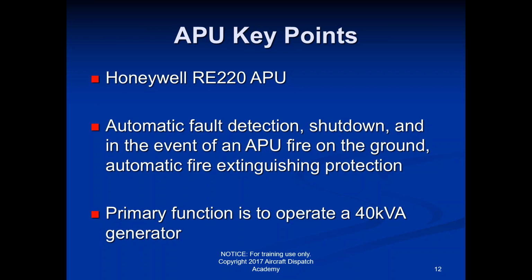The APU in the 700s is the Honeywell RE220 APU, with automatic fault detection, shutdown, and in the event of an APU fire on the ground, automatic fire extinguishing protection. The primary function of the APU is to operate a 40 kVA generator. Doesn't really make any difference if we know what it is. But the primary function is to operate a generator. Just say that. Generator.